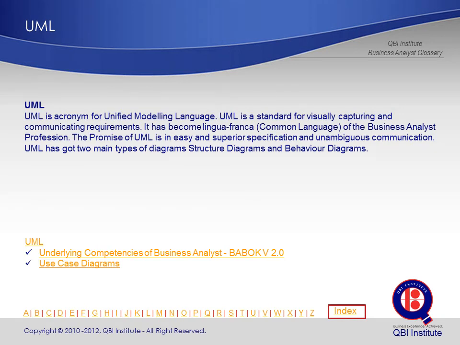UML is an acronym for Unified Modeling Language. UML is a standard for visually capturing and communicating requirements. It has become the lingua franca, the common language of the business analyst profession. The promise of UML is in easy and superior specification and unambiguous communication. UML has two main types of diagrams, structure diagrams and behavior diagrams.